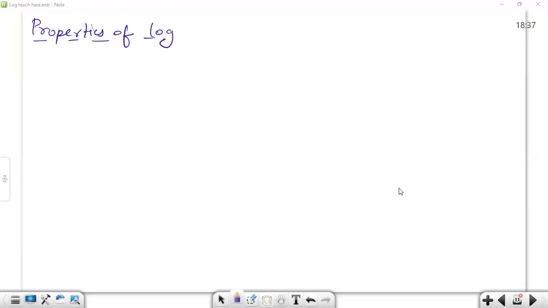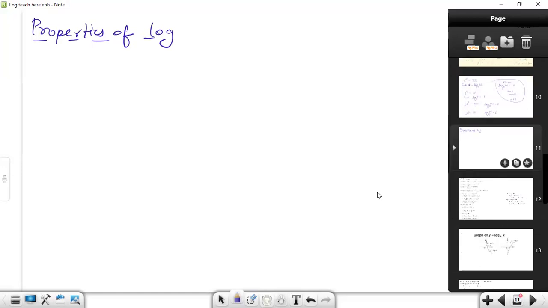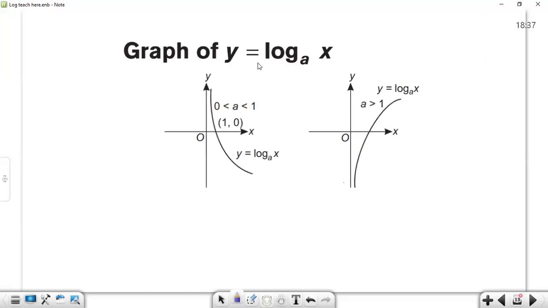Okay. So before discussing the logarithm properties, let's discuss their graph once. Let's discuss the graph of the logarithm first. Yes, here it is. So what does it mean? Please tell me how we will represent this logarithm function in terms of an exponential function.